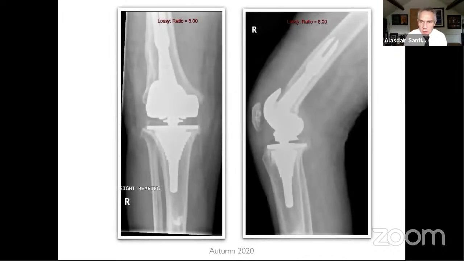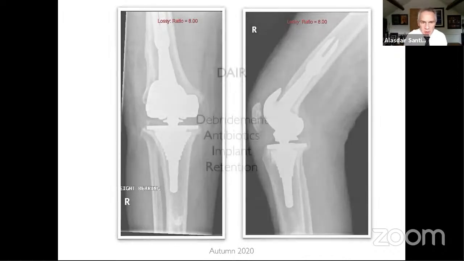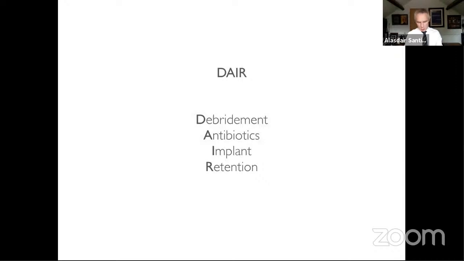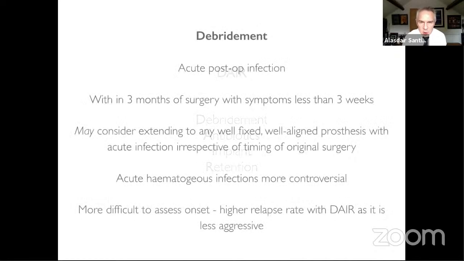And there's his most recent x-ray about 6 months ago. So we did a DAIR, rightly or wrongly, and we'll talk about this, I suspect, throughout this morning. DAIR: debridement, antibiotics, implant retention. When do we do it? Acute post-op infections within 3 months or symptoms of less than 3 weeks. You could consider extending it, and we certainly did, if you've got a well-fixed, well-aligned prosthesis, but you can be fairly confident you've got an acute infection, irrespective of the timing of the original surgery.